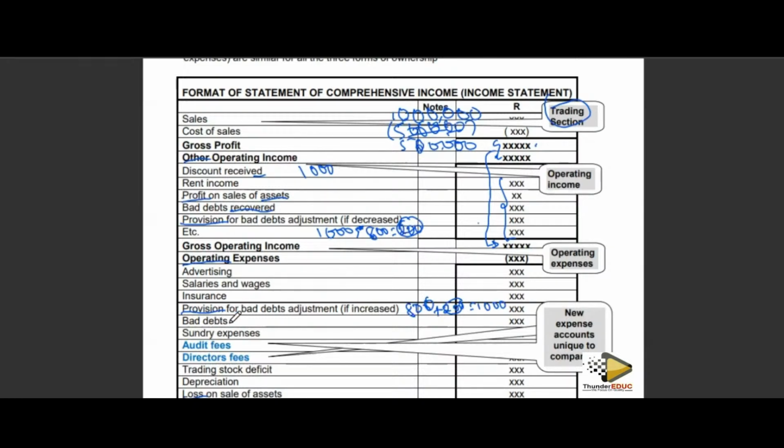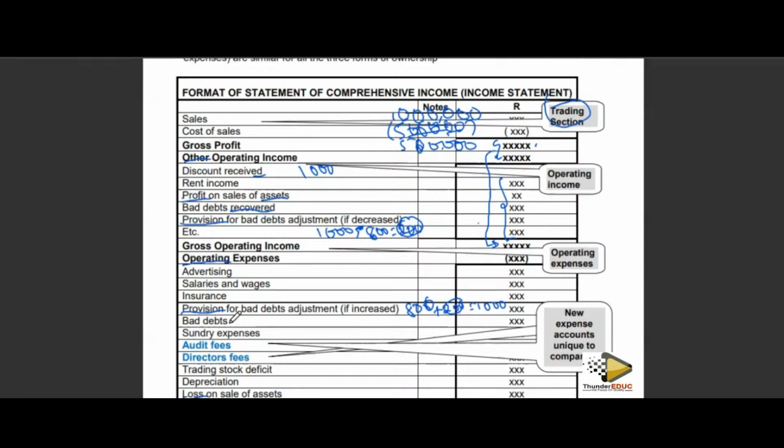Then the bad debts, I've already explained them. Bad debts, these are the debts which have gone bad. Or sometimes some books call it credit loss. These ones we have confirmed that these people, we have written them off this financial year, okay?